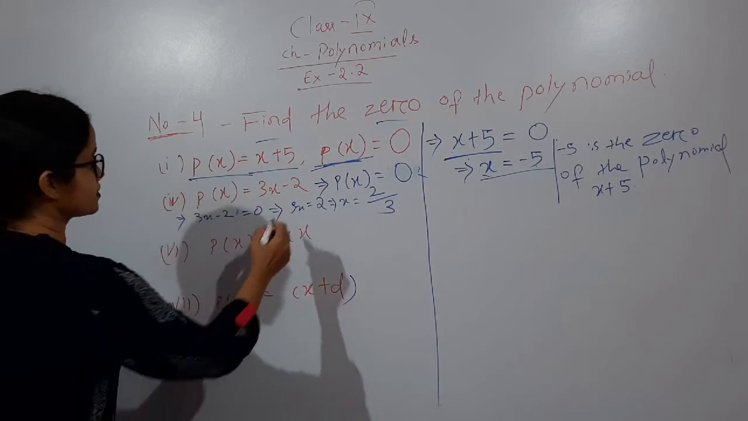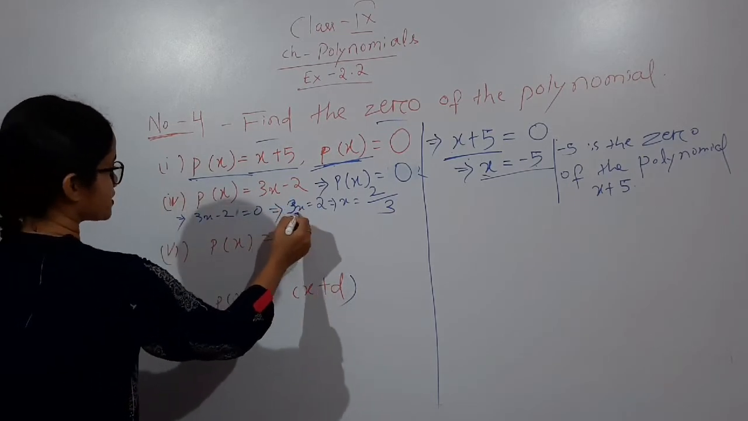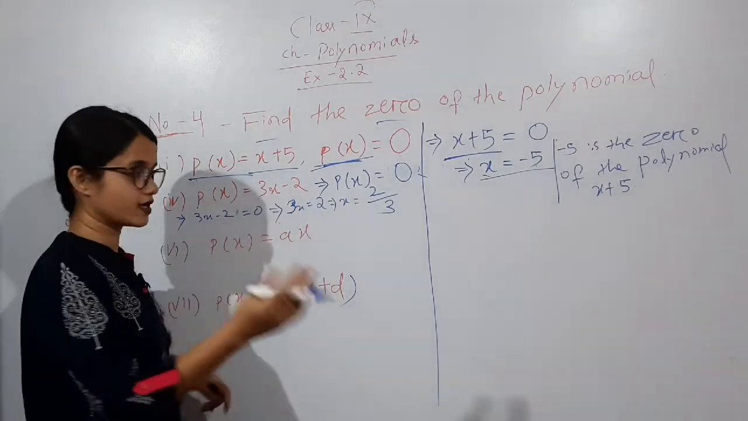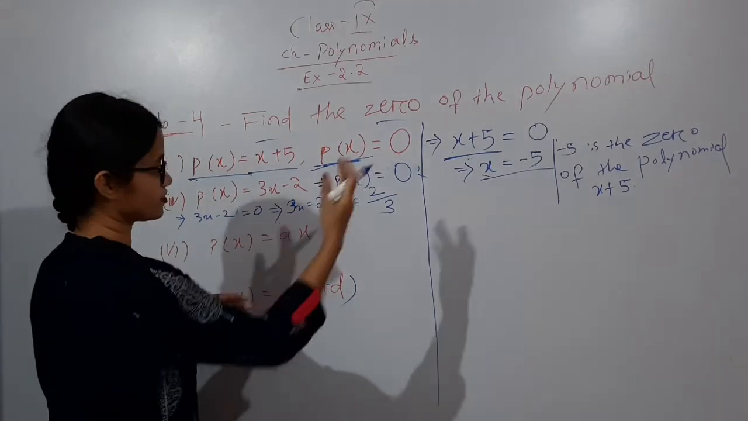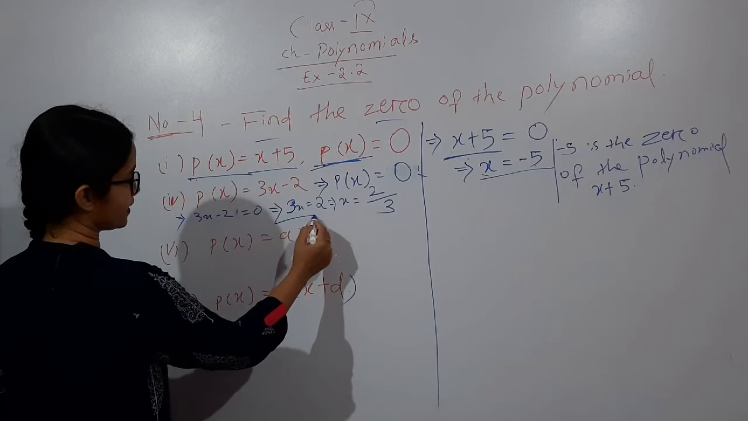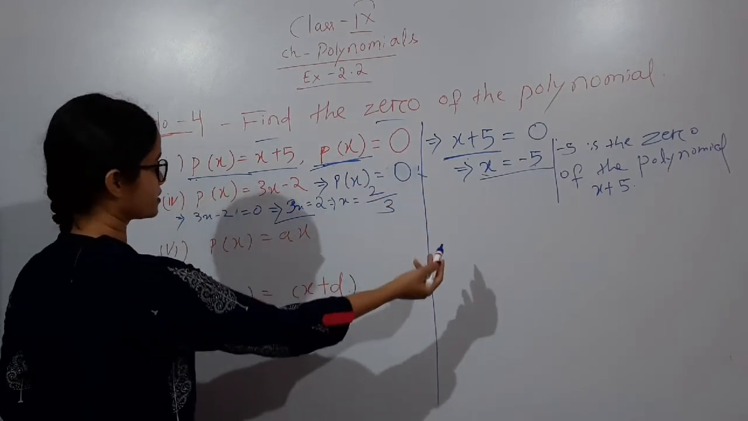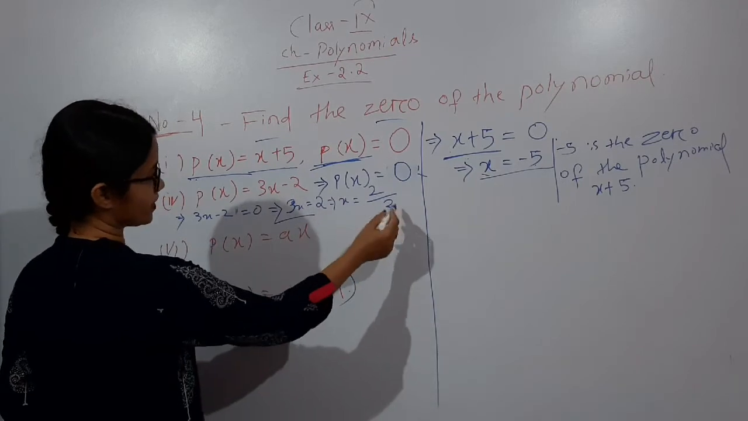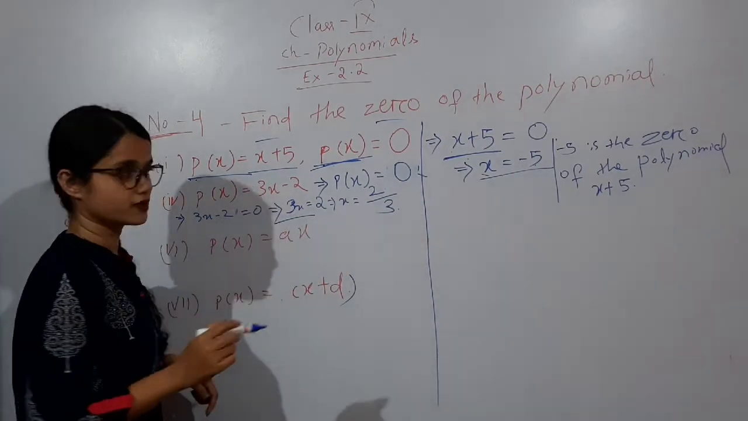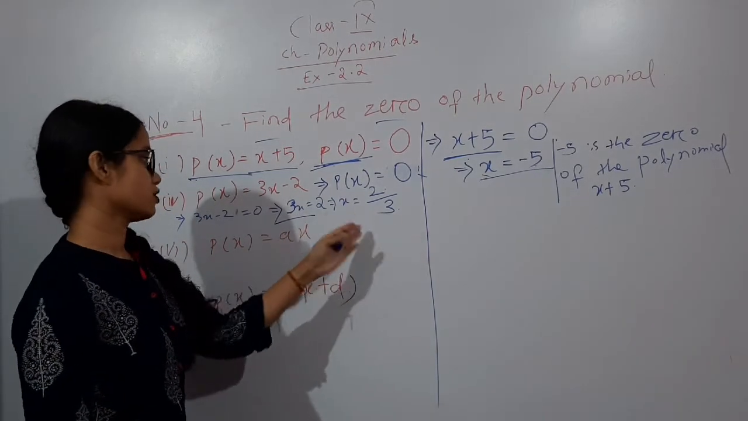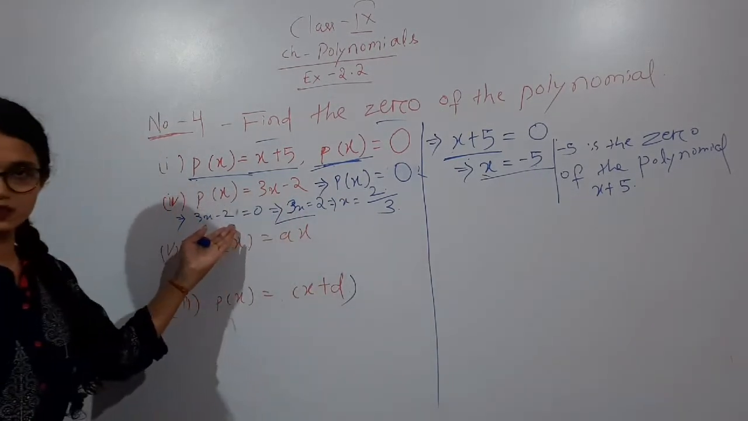Okay, as 3 was multiplied with x, it will be divided on the other side. As you guys know, this is LHS and this is RHS. 3 was in the LHS, means left hand side. It goes to the right hand side, that's why it will be divided, 2 by 3. Okay, so you will have to write that 2 by 3 is the 0 of the polynomial 3x minus 2.